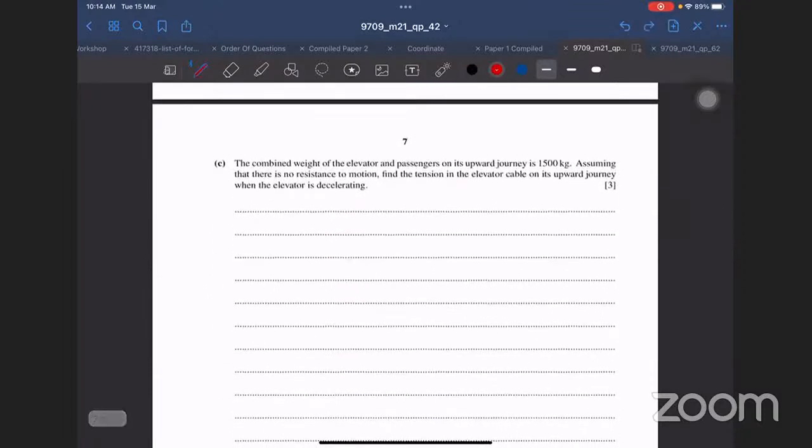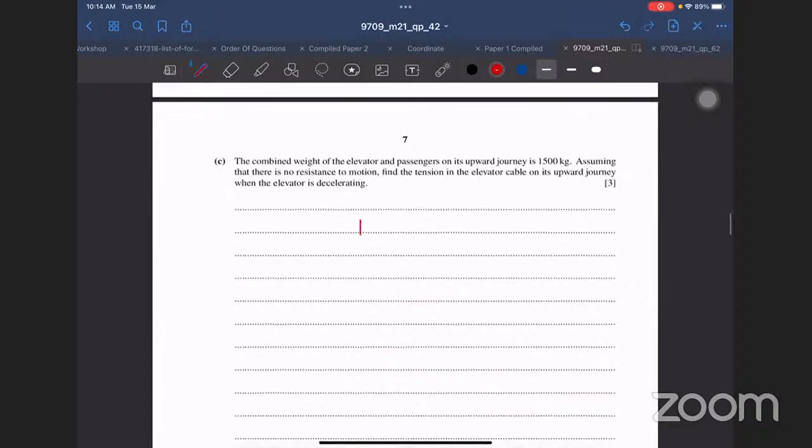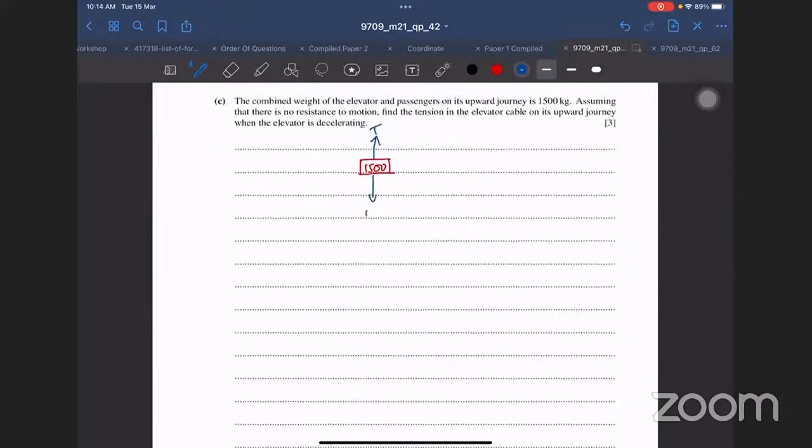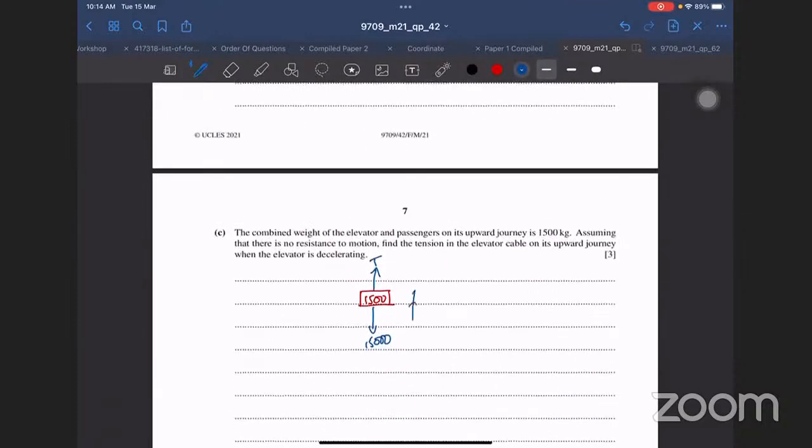It says the combined weight of the elevator and the passenger on its upwards journey is 1,500 kgs. Given that there is no resistance to the motion, find the tension in the elevator cable on its upwards journey when the elevator is decelerating. So there's a tension pulling it up, and a weight pulling it down, that's 15,000. It's still going up, but it's decelerating. So what is its deceleration?